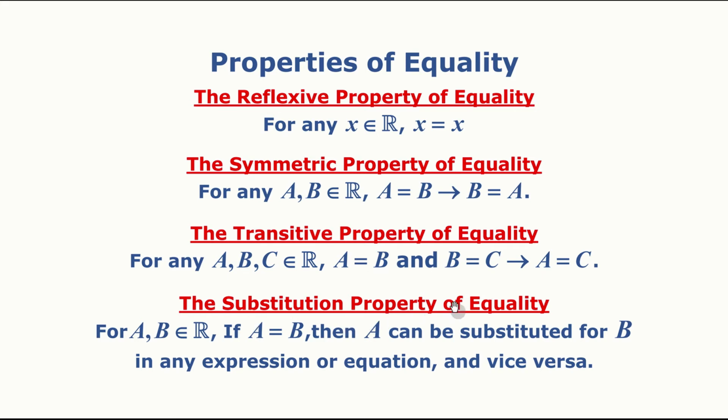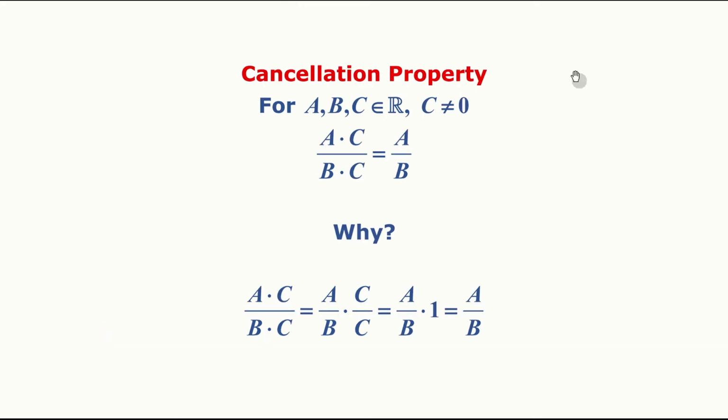Finally, the substitution property of equality tells us that if you have two real numbers and they happen to be equal, then you can use one for the other in any equation or expression, and vice versa. It makes no difference. In other words, they're interchangeable, and that is basically all the properties we wanted to look at. Now we'll talk about dealing with fractions a bit.